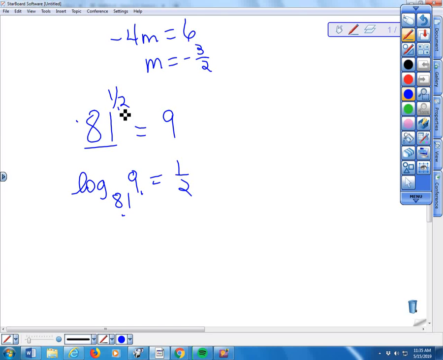So I only have 2 options. It's either going to be 9 or 1/2 here. It's got to be 1/2, or it's got to be 9 because 1/2 is right next to it. That's how I remember it.